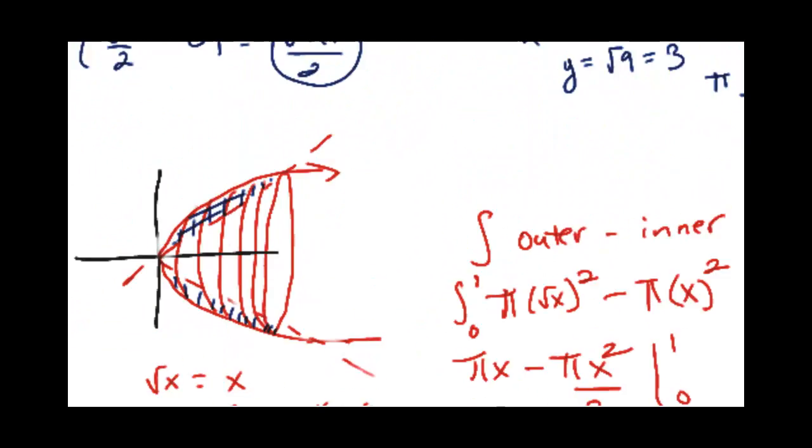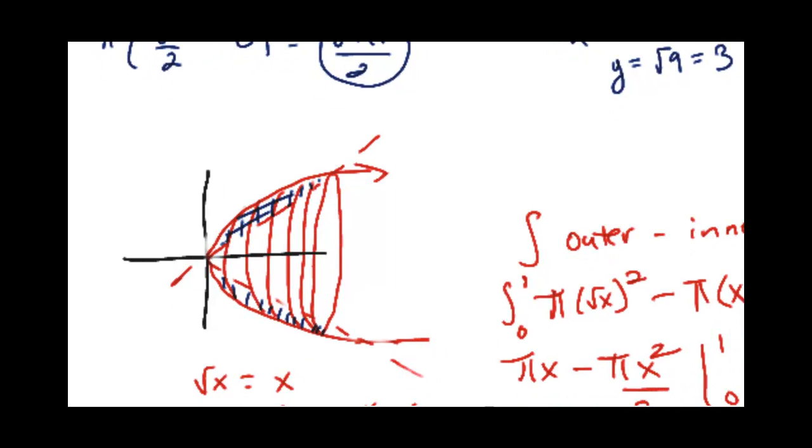Let's try the same region, now rotated about the y-axis. That would give me something like this. Now what forms the outer radius? Well, now it looks like the y equals x line is forming the outer radius, and the root x is the inner radius, right?